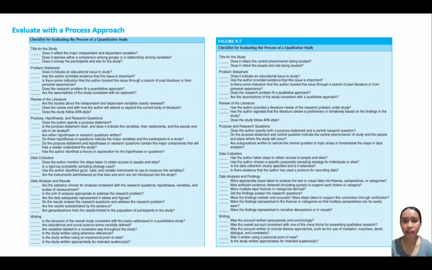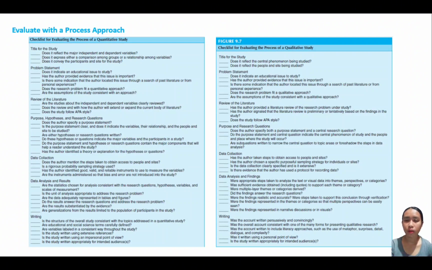The writing style should be structured appropriately for a quantitative study with clear definitions of terms and consistent labeling of variables. So overall, this checklist ensures that a quantitative study is methodologically sound, logically structured, and effectively communicated to its intended audience. So the next one is figure 9.7.